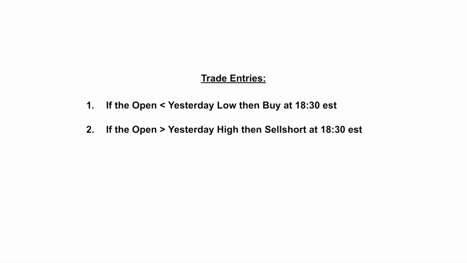So let me show you how this strategy works, and then we'll see which markets this strategy makes most money in. Let's go through the rules, and then I'll show you an example on the chart. So trade entries. Number 1, if the open is less than yesterday's low, that means there's a gap in price, then buy at 18:30 Eastern Standard Time. That's just a market order.